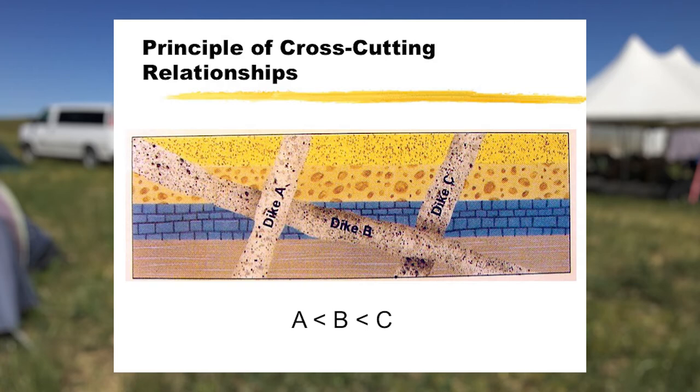A dike is an intrusion of usually igneous rock. So molten rock was pushed up, squeezed up into these sediments. It split them apart and left behind a layer of igneous rock. All right.